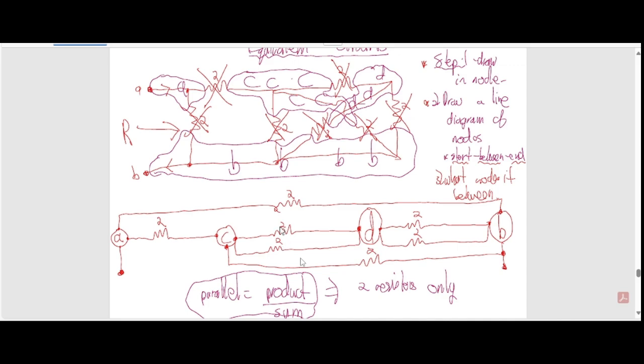So this would be the product of the two, which is four, over the sum, which is four. So this will boil down to one resistor. That is 1 ohm, right? And same thing for the other. If it's three, I have to do two at a time, and that two, when it boils down to one, you do the one and the one after.